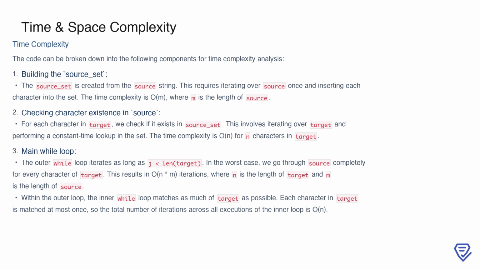Finally, the main logic of the algorithm involves a while loop that iterates as long as the pointer j is less than the length of target. In the worst-case scenario, we may traverse the entire source string for every character in target. This results in O(n*m) iterations for the nested loops. However, because each character in target is matched at most once across all executions of the inner loop, the total number of iterations for the inner loop itself is limited to O(n).